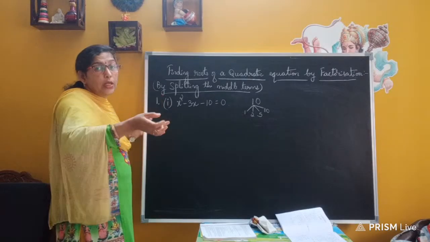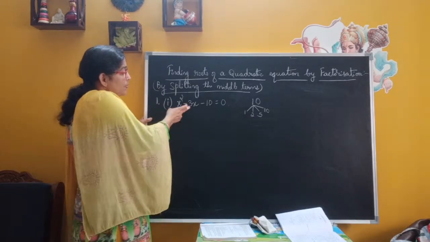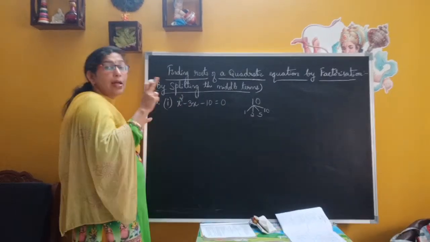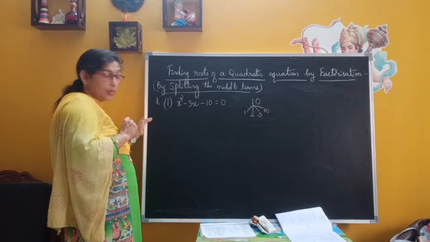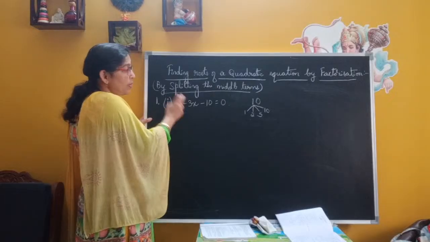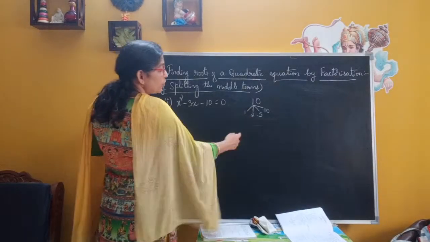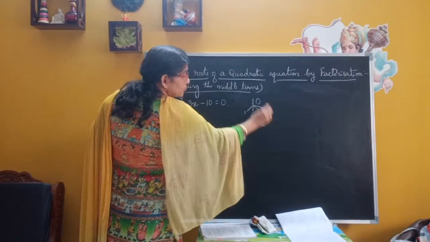When we add two integers or two algebraic terms, if the greater number has a negative sign, a minus sign, then you will get a negative sum. So let us use those properties here to split the middle term. Which are the two factors? Obvious, you came to know now. It is 5 and 2.